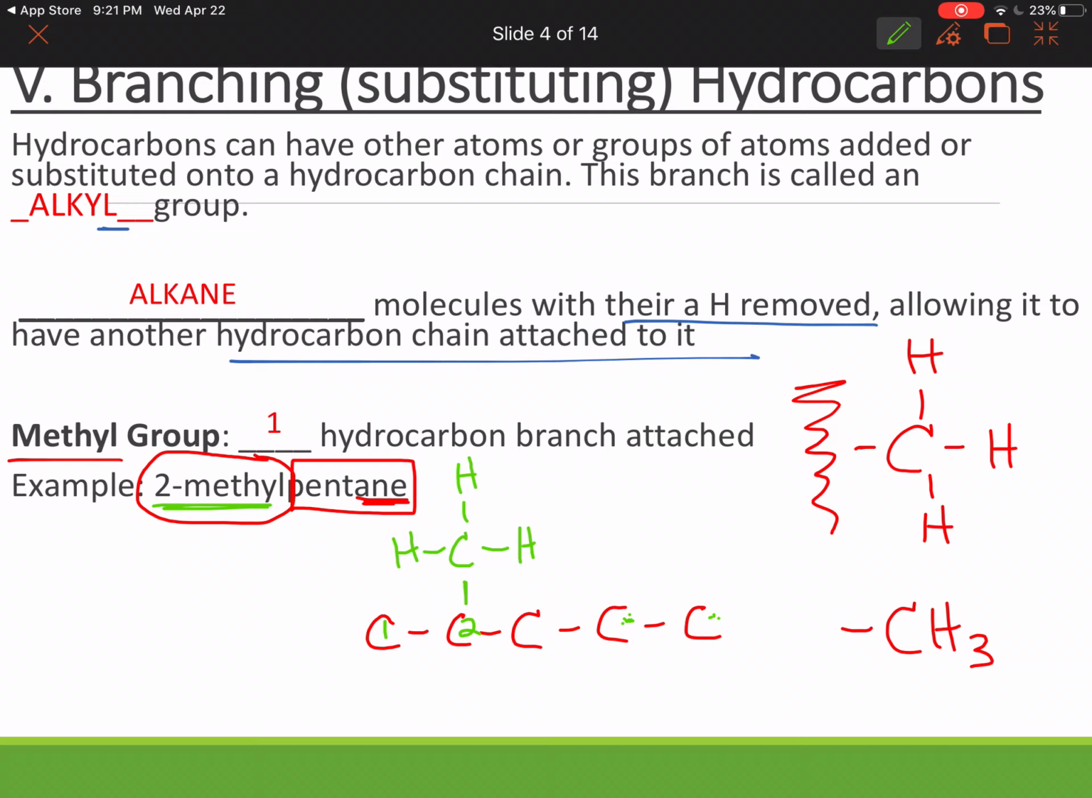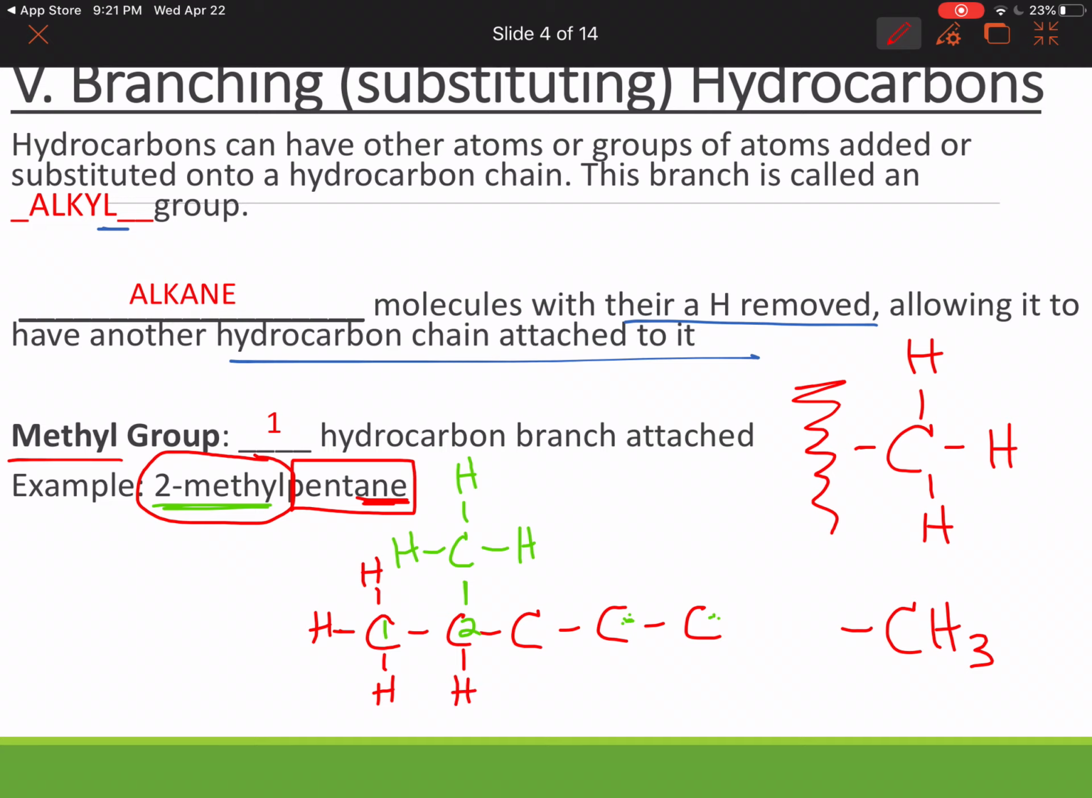Okay, so now we have put in a methyl. We have put in the pentane. Lastly, we need to finish off the hydrogens. So this carbon 1 has 1, so it needs 1, 2, 3. So you'll notice hydrogen, hydrogen, hydrogen.